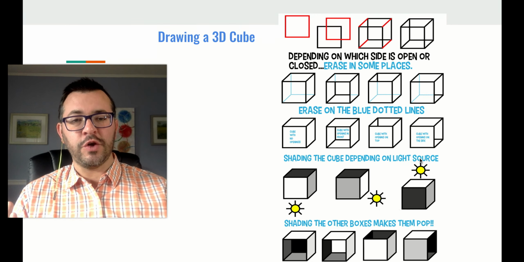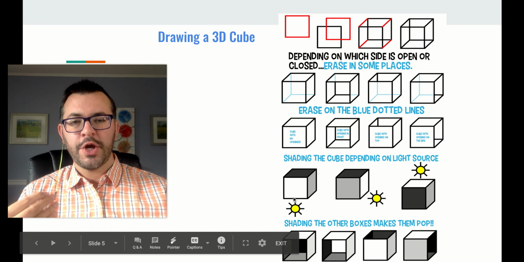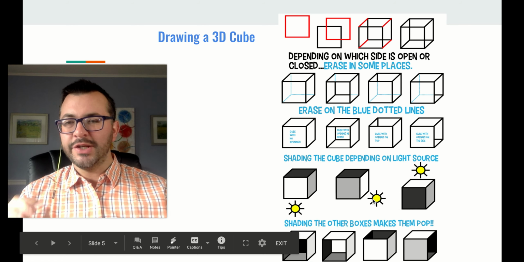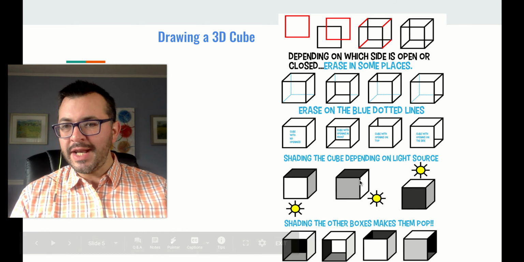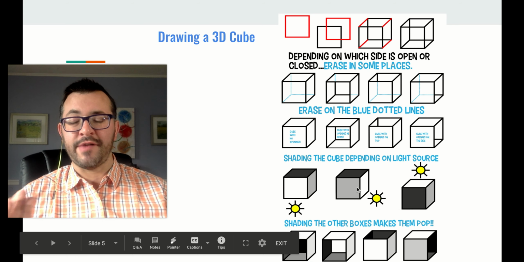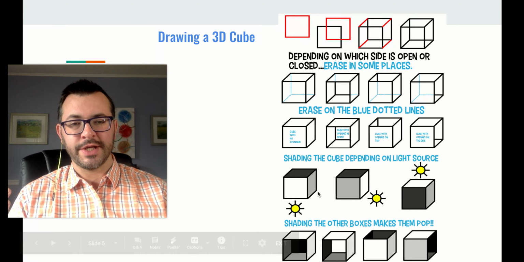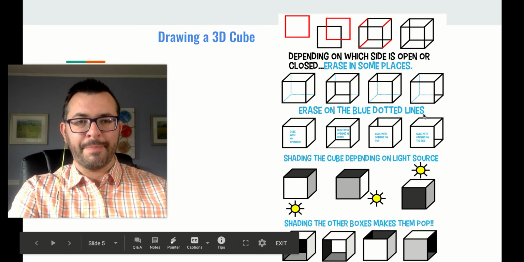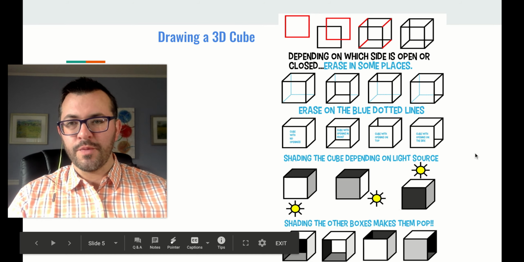And then shading the cube depends on the light source, right? So you can see here they've shown what direction the light is coming from, and the side that the light is hitting is the lightest, the side near that is a middle tone, and then the side farthest away from the light is the darkest. And then you see the boxes that you can do the same thing with.